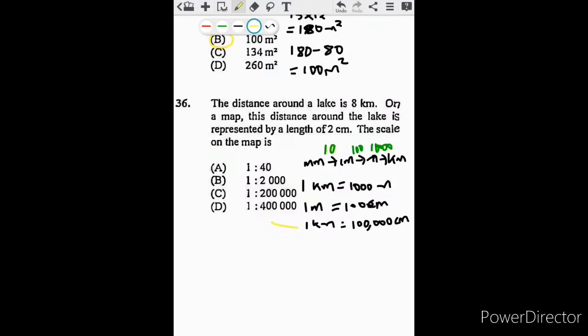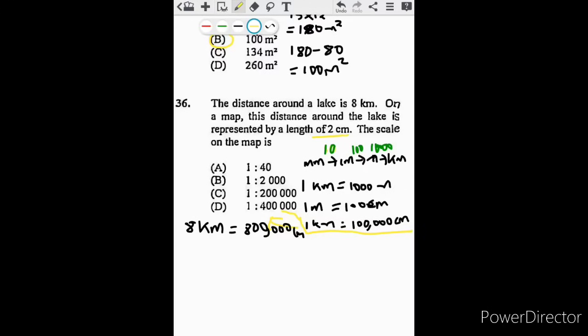So putting this in respect to our question, we have 8 kilometers is equal to 8 multiplied by 100,000, which would equal 800,000 centimeters. Since our question says we have a length of 2 centimeters, it's not per centimeter but per 2 centimeter length.